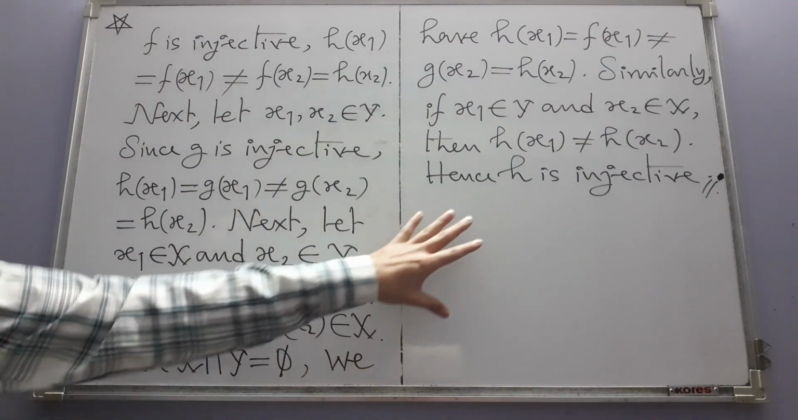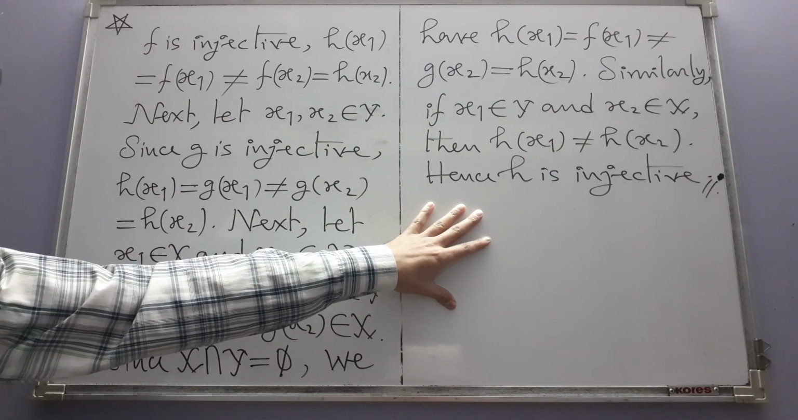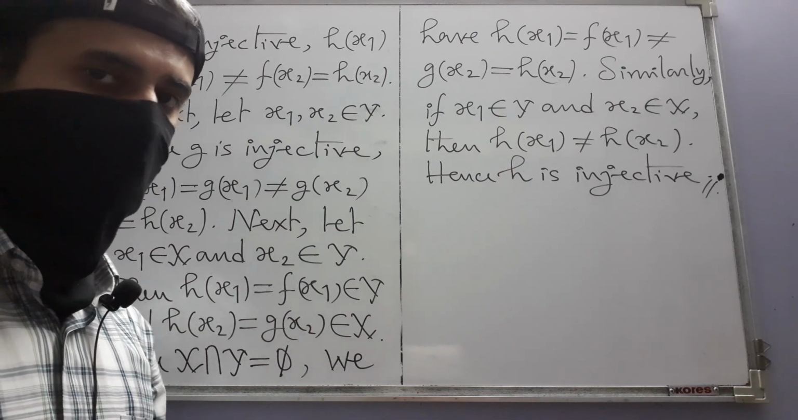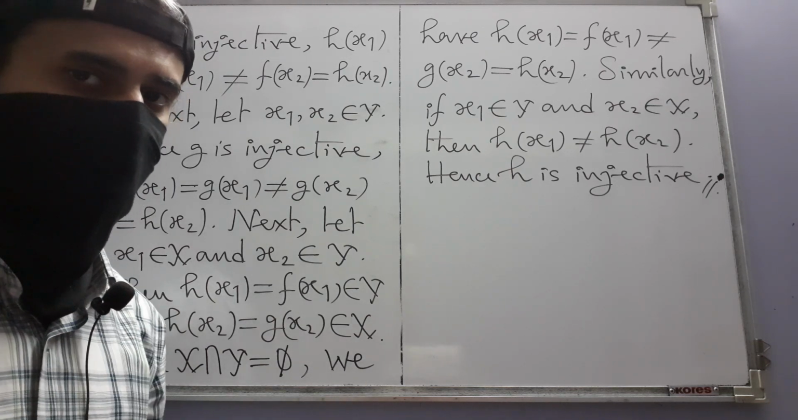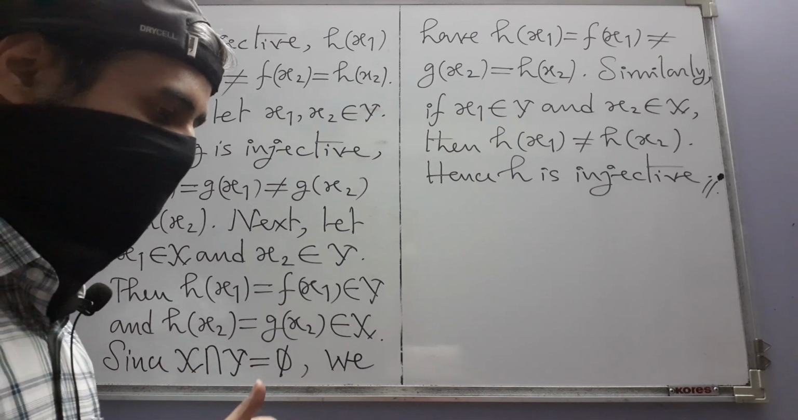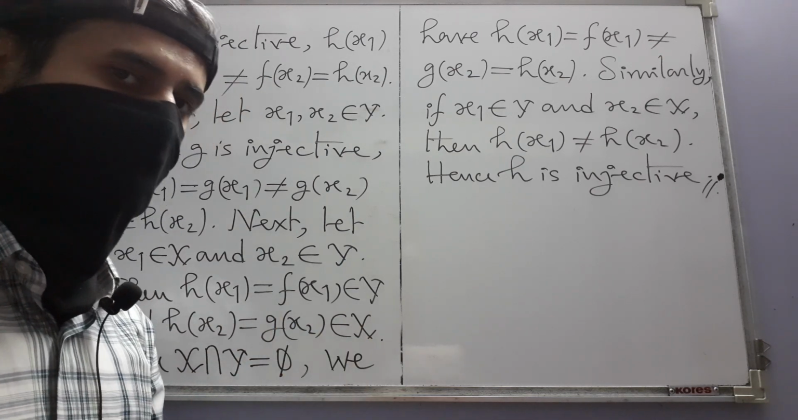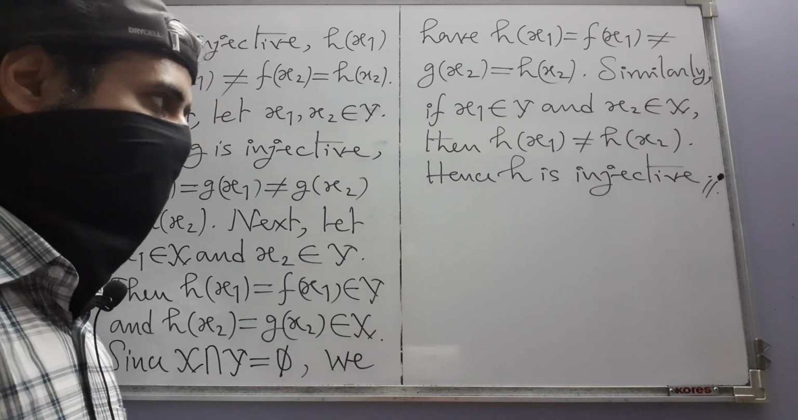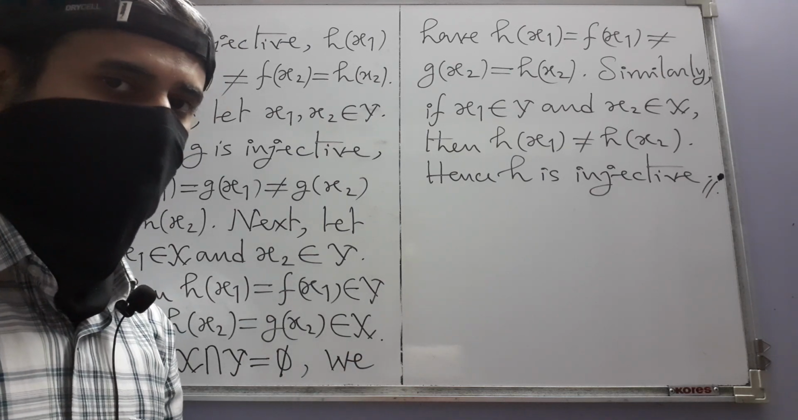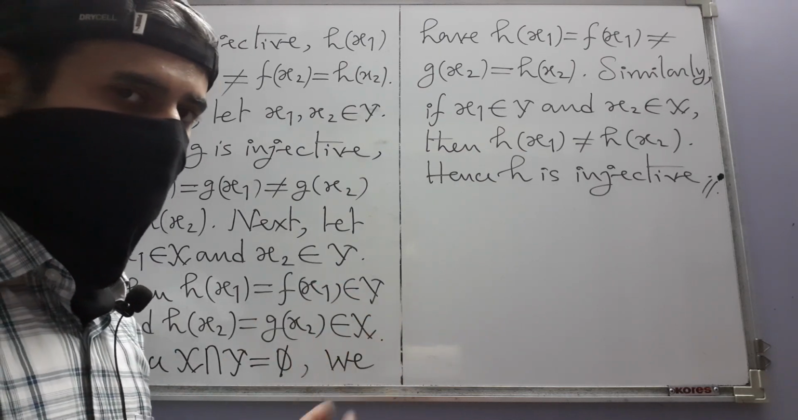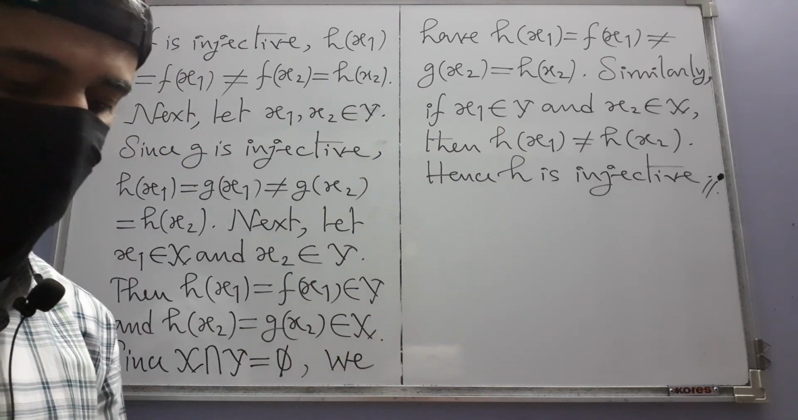If you find that the other way of showing that h is injective is easier than this one, that also you can say. I haven't seen that, where you assume that h of x1 is equal to h of x2 and then somehow prove that x1 is equal to x2. That also you can try if that one ultimately turns out to be easier. But this is also one of the ways of solving this.